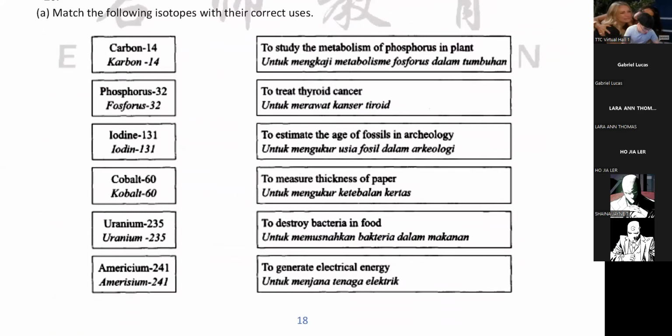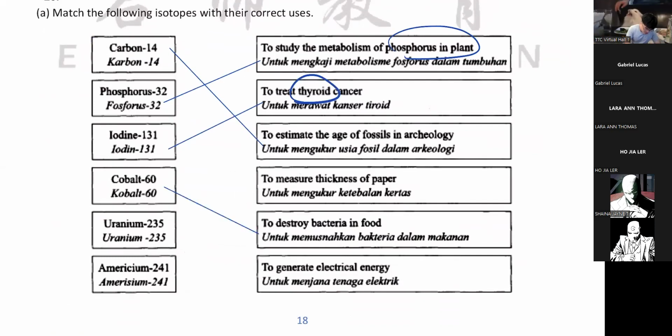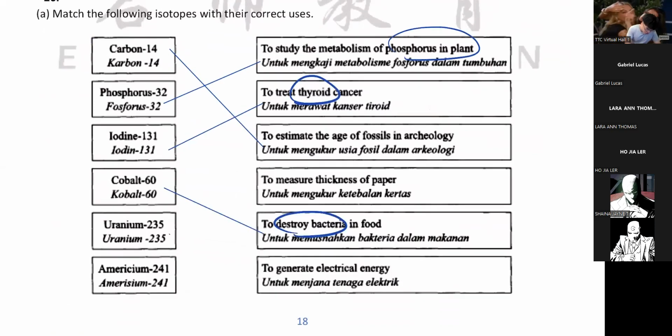So just we quickly do this. What is carbon 14 for? This is for your fossil. Phosphorus 32, phosphorus in plant. Iodine 131 for your thyroid. Cobalt 60, destroy bacteria. Uranium 235 for electric, to generate electricity. Americium 241, the one I told you not important. This is to measure paper thickness. Wow. As easy as it gets, okay? Nothing tricky here.